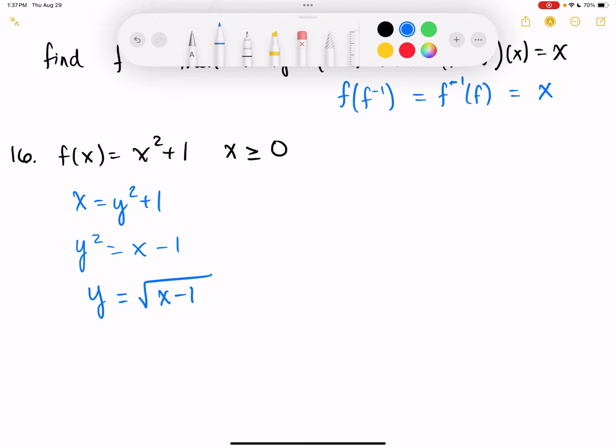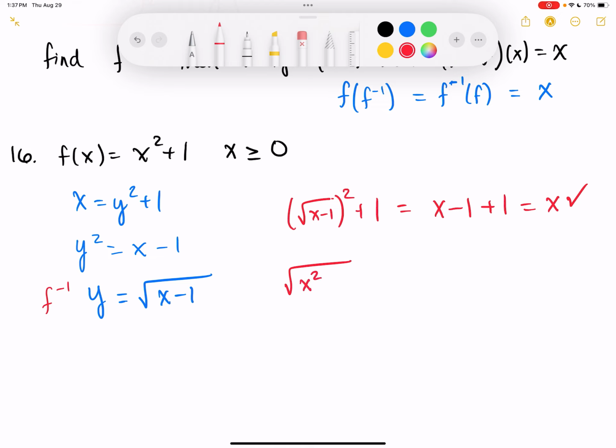So then they want us to verify this. I'm plugging, this is f inverse here, so I'm going to plug that in up here. So square root of x minus 1 squared plus 1 is x minus 1 plus 1, which is x. So that part's good. Then the reverse, plug this in here. Square root of x squared plus 1 minus 1 equals the square root of x squared, which equals x.